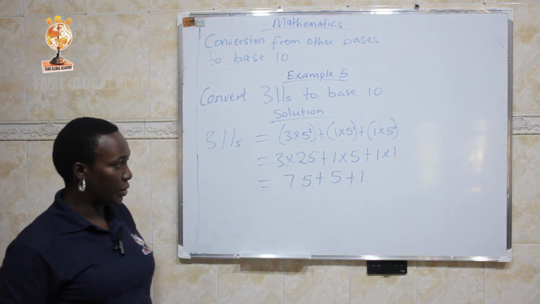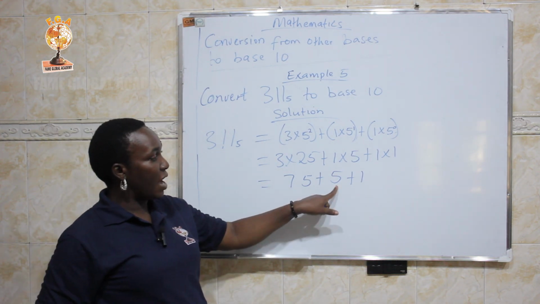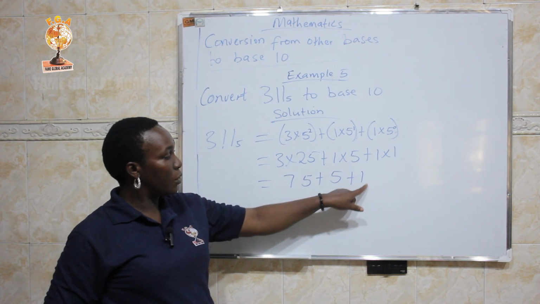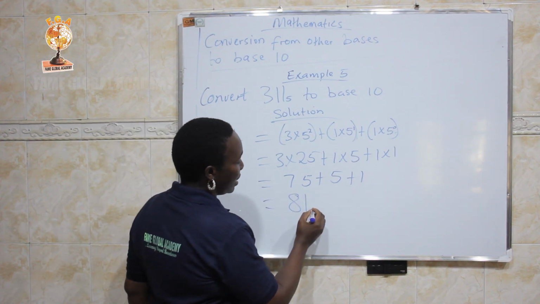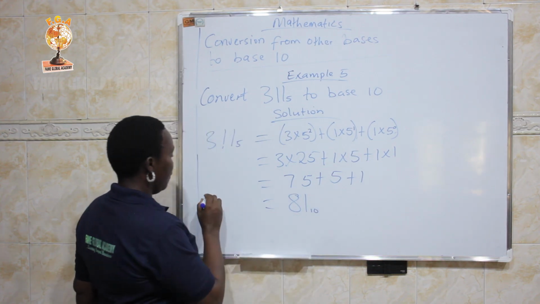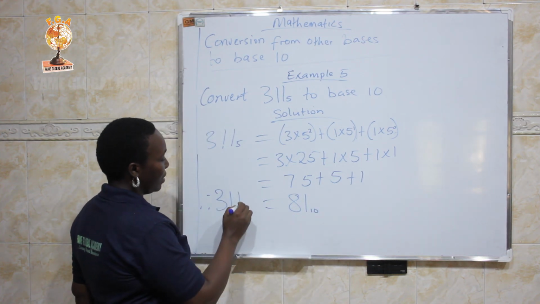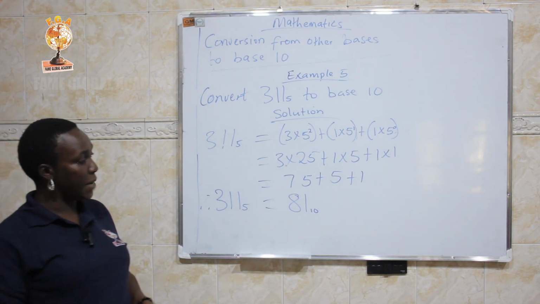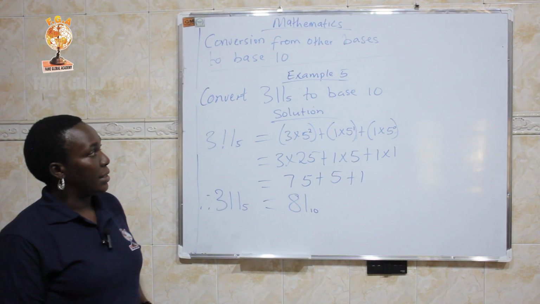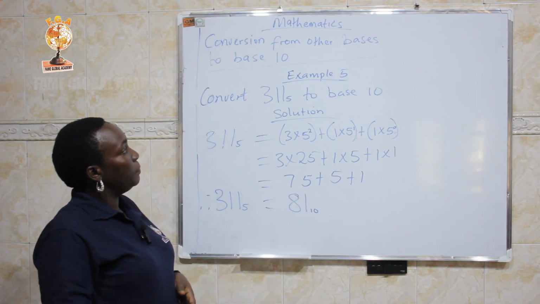So let's add everything together. 75 plus 5 will give us 80. 80 plus 1, that will give us what? 81. So our answer is 81 base 10. So therefore, 311 base 5 is equal to what? 81 base 10. Alright, so let's go through it one more time.